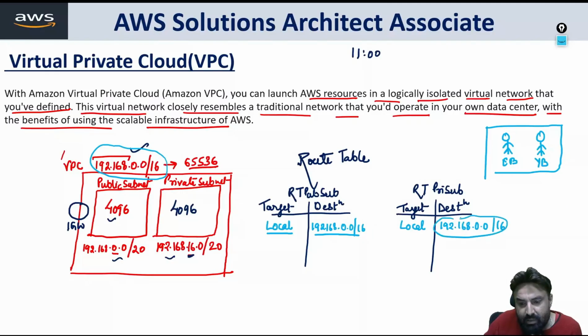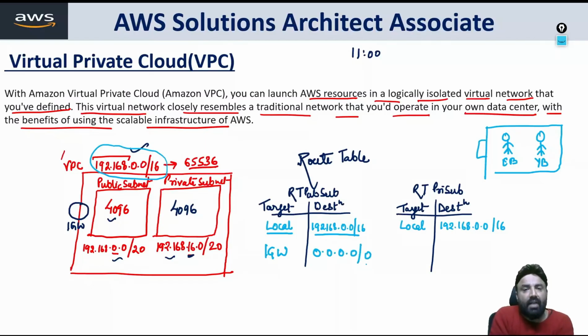But the elder brother has one more advantage. What? He can go out. Now how will the elder brother go out? He'll go out via the door. This door here is called the internet gateway. So the public subnet will have one more entry, with target being the internet gateway. It can go out, and outside IP is represented as 0.0.0.0/0. This is the internet CIDR. CIDR here means I'm not blocking anything. This is called the internet, so you can go anywhere. Fine.